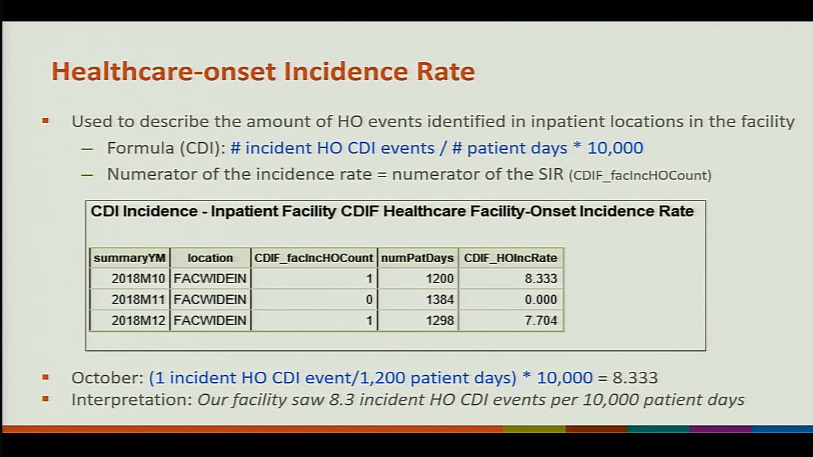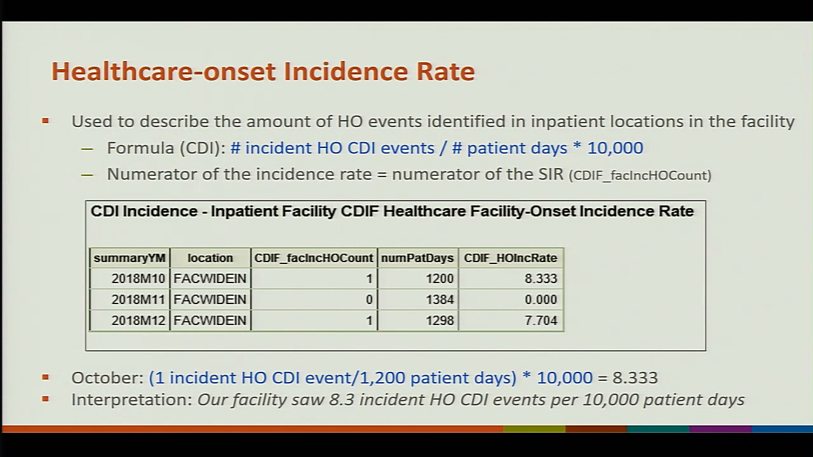So 10,000 is the number that we call the multiplier, and that is something we use just to help us interpret the rate. So we would be able to say that this rate for CDI is per 10,000 patient days. The numerator of the incidence rate is exactly the same as the numerator of the SIR. It includes all the same deduplication algorithms, and I have the variable name up there on the slide.